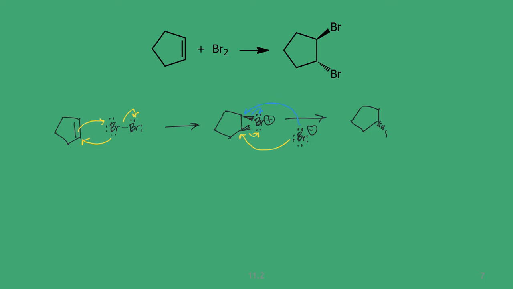If bromide adds to the bottom from the back face, it ends up down, leaving the bromonium ion bromine up. And alternatively, if the bromide ion adds to the other carbon, it would be down, and the other carbon would be up. And the relationship between those two structures is that they are enantiomers.